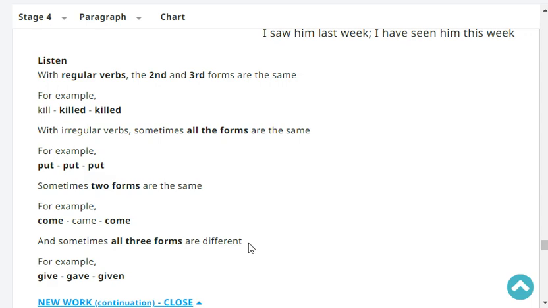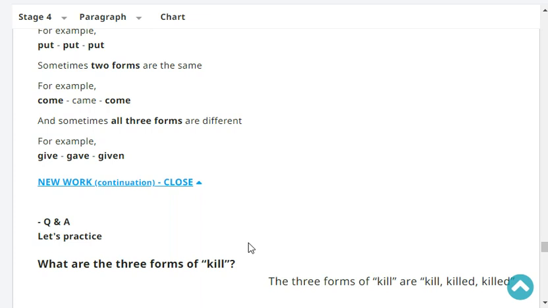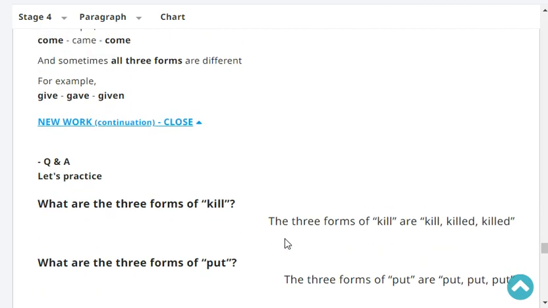Sometimes two forms are the same: the first and the third, the present and the past participle. For example, come, came, come. And sometimes all three forms are different. For example, give, gave, given. Okay, so those are irregular verbs. Okay, let's practice.